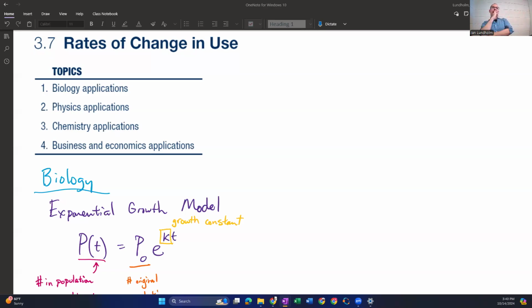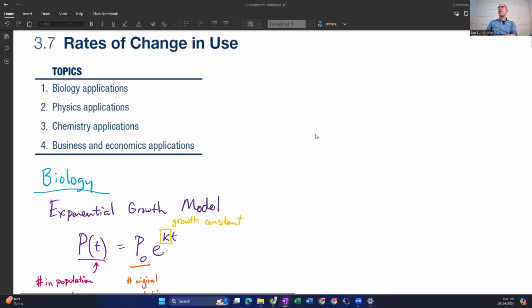We're here and ready to start into section 3.7. We're doing some more derivatives. We're still doing derivatives for a while. But this section is hopefully there to just introduce you to some places where rates of change are used in different science related contexts.